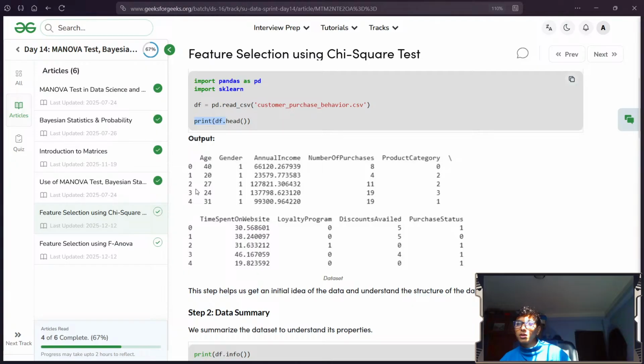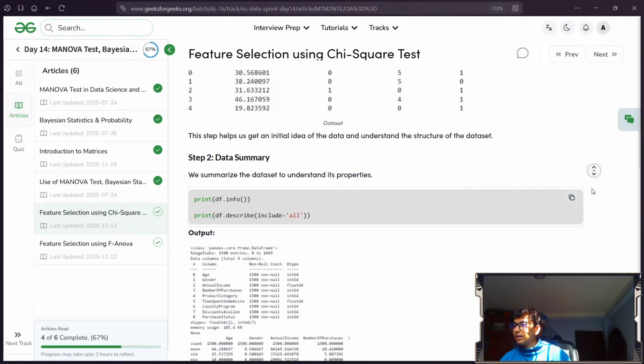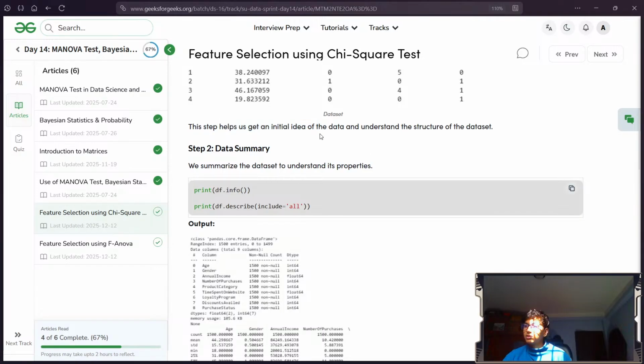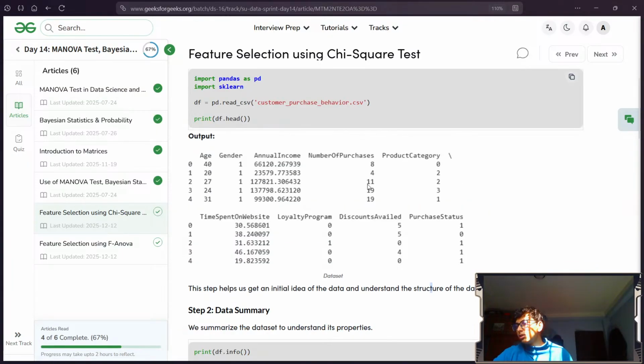five rows. It's five values, and every feature, these are features that are columns, and it will only give five. This helps us get an initial idea of the data and understand the structure of the dataset too.